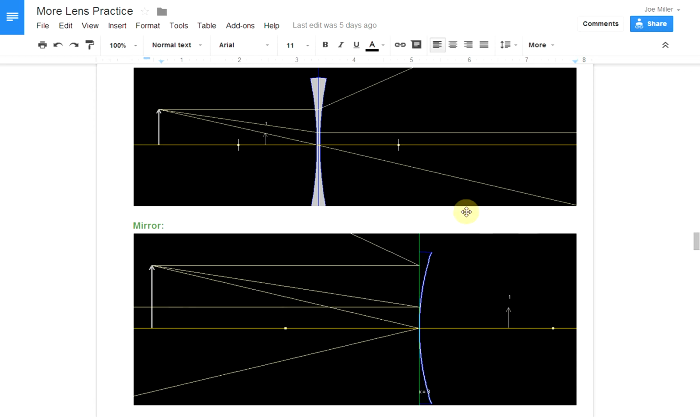So this is what we do when f is negative. It has to do with having a diverging lens or a diverging mirror. This, by the way, is called a concave lens, where this is called a convex mirror. But what's important is that they're diverging, which is why they both have a focal length that is negative.